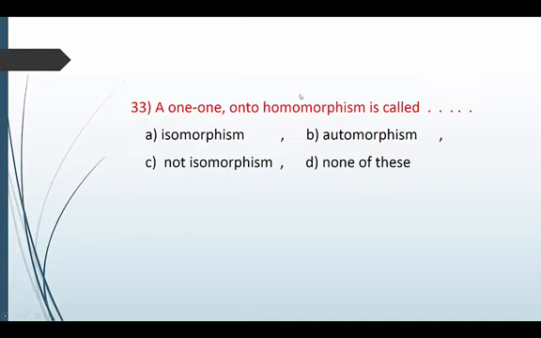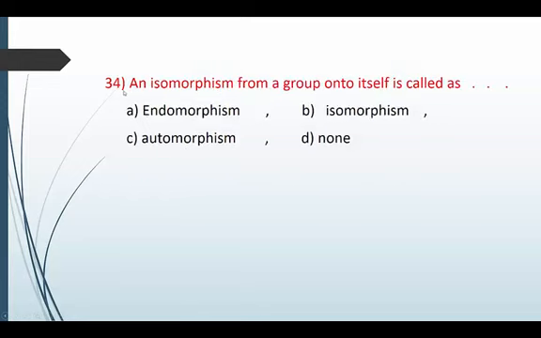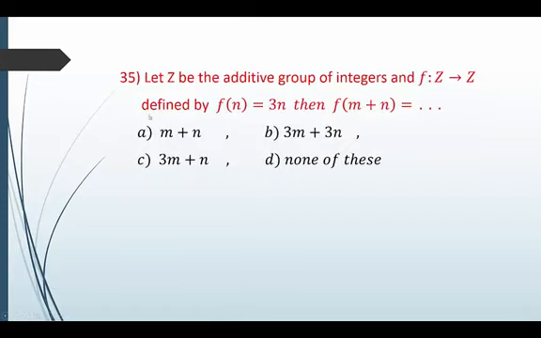33. A one-one and onto homomorphism is called an isomorphism. Answer: A option, isomorphism. An isomorphism from a group onto itself is called an automorphism, C option. Isomorphism from G to G is called automorphism.